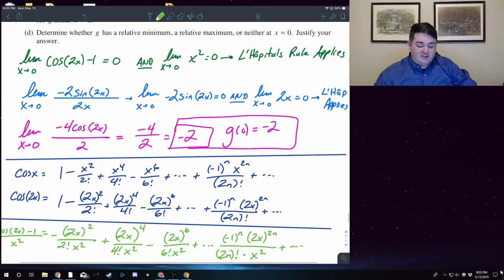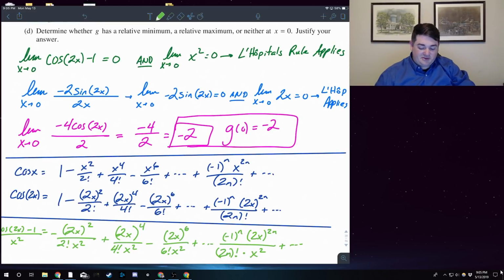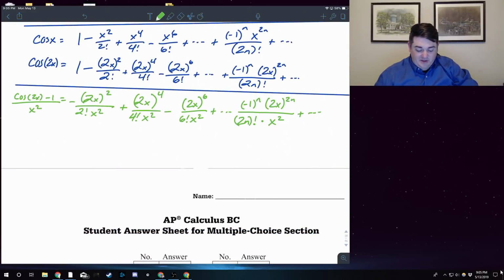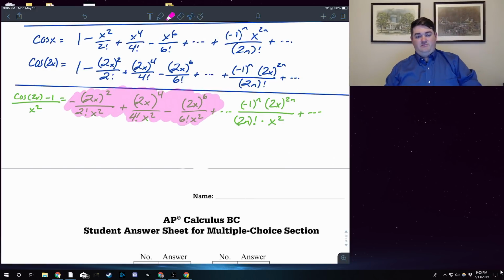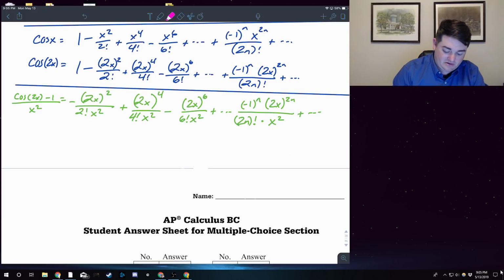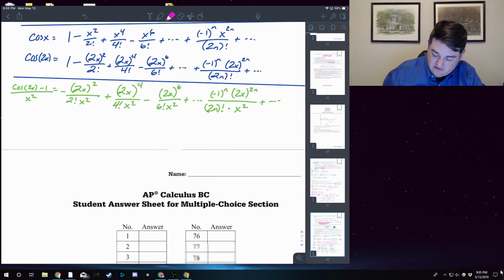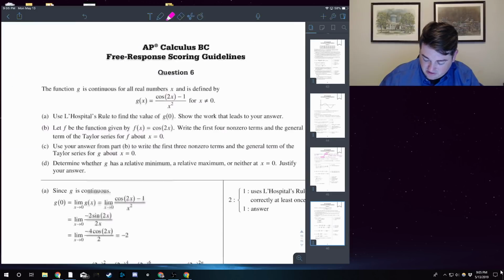And finally, determine whether g has a relative min, max, or neither at 0. So that seemed like a scary proposition, but the idea is if you take the derivative of this whole thing and plug in 0, do you get 0? And then if so, do you get a min, a max, or neither? So I'm out of space. Let's just jump down here and take a peek.